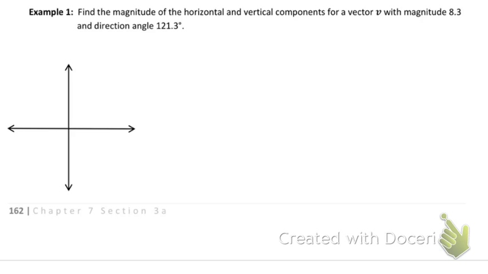All right, let us do an example. It says find the magnitude. Magnitude means I need positive absolute value bars of the horizontal and vertical components for a vector v with magnitude 8.3 and a direction angle 121.3 degrees. So what we're talking about is a vector at 121 degrees, which might be somewhere over here, where this measure here is 121.3 degrees. And the actual length of this line is 8.3 units long.